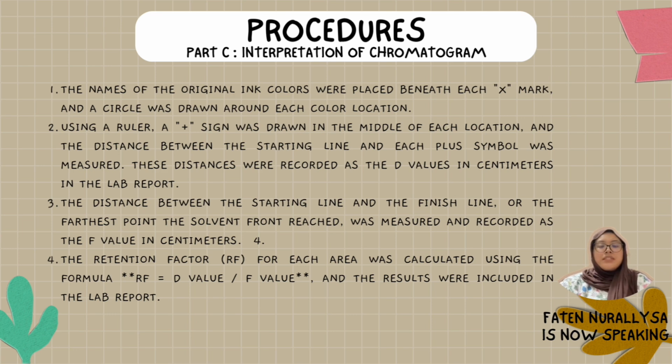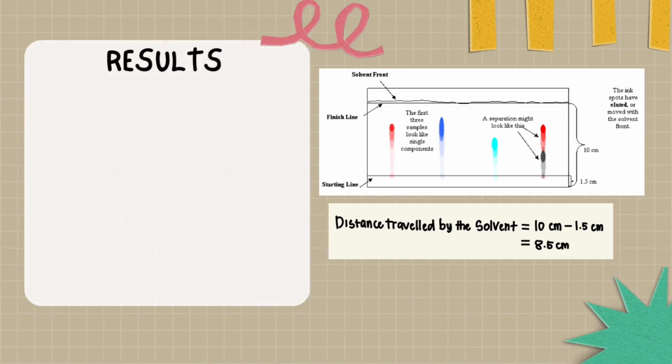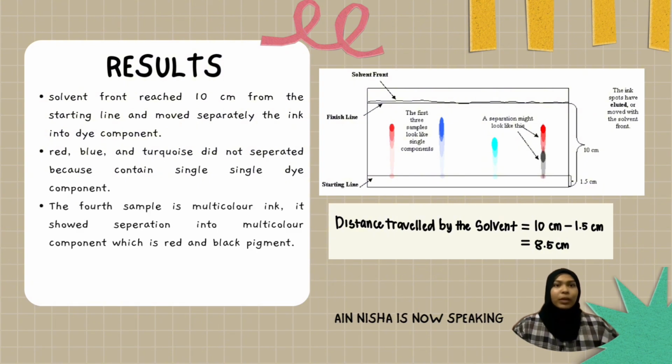To determine the retention factor, RF, for each ink, the formula RF equals D value over F value was used. Lastly, all the measurements and RF values were recorded in the lab report. These are the results of paper chromatography using gel ink pen. As seen from the result, the solvent front reached about 10 cm from the starting line.